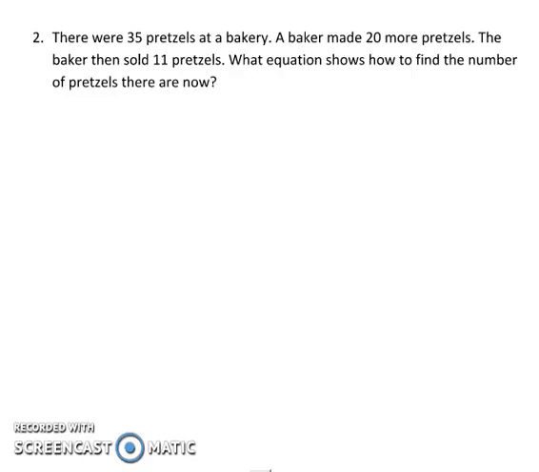This problem, guys, is about a bakery. It says there were 35 pretzels at the bakery. A baker made 20 more pretzels. The baker then sold 11 pretzels. What equation shows you how to find the number of pretzels there are now?